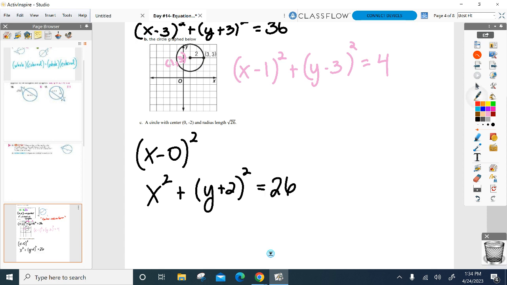Say one last time because you'll see it on homework tonight. You see an x squared by itself or a y squared, the coordinate was 0.